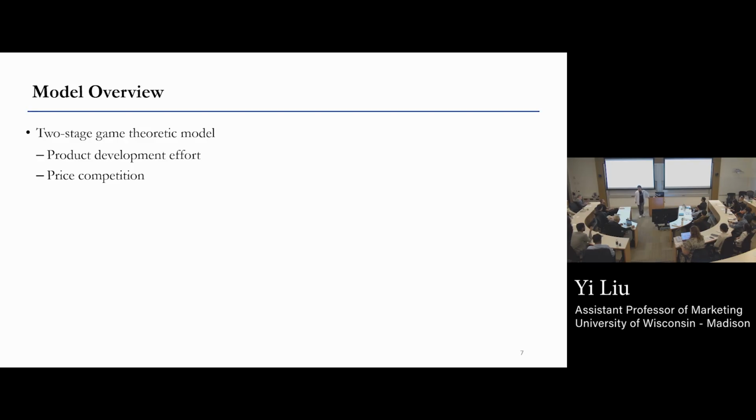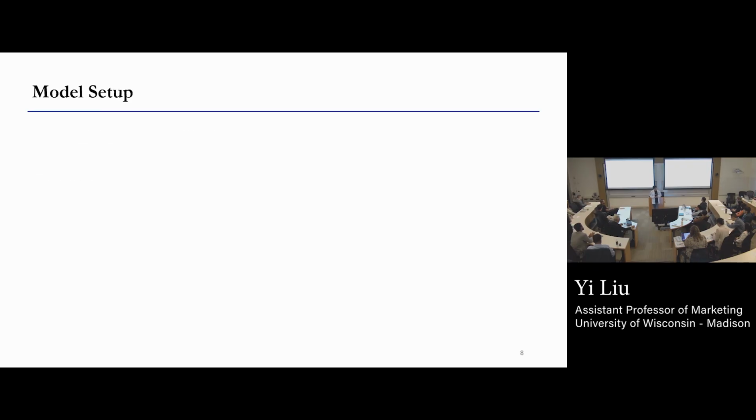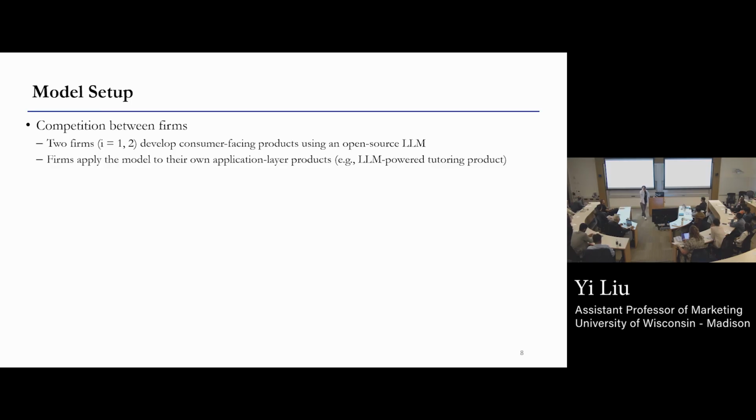The developers, or these application developers, will compete on price. So let me get into the details of the model. First of all, we have a competition between two firms. These two developer layer firms try to develop some consumer-facing and user-facing products, and they will use this kind of open source LLM. The firms will apply the model to their own application layer products.